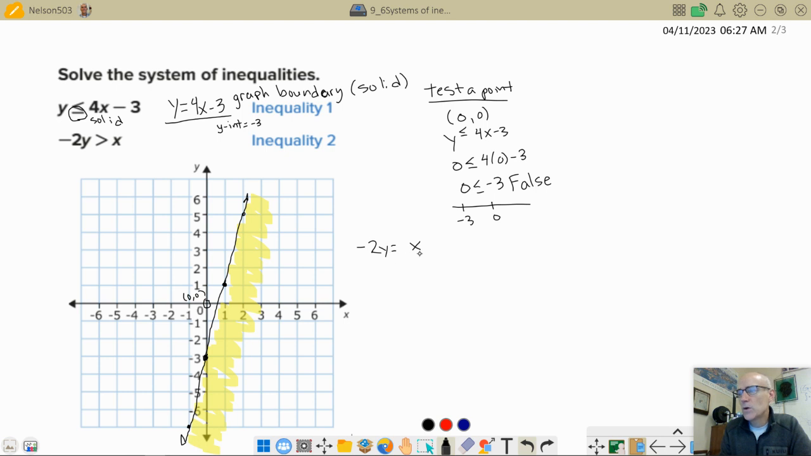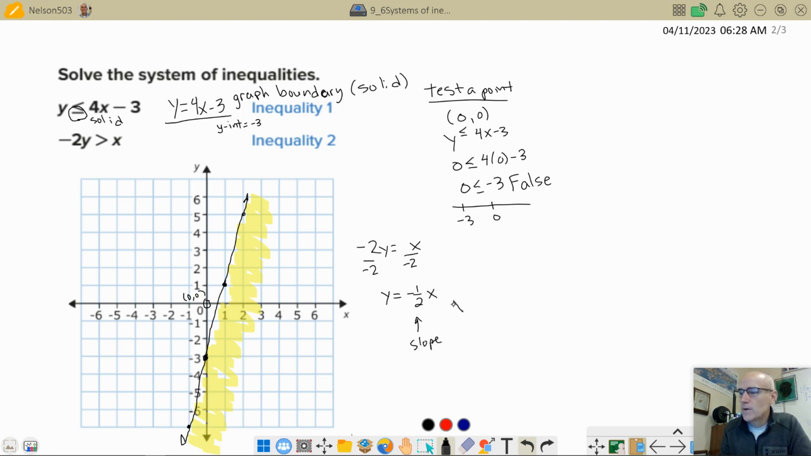And this one, what could I do to this? It's not in slope-intercept form, but it's almost there. I could divide both sides by -2, and I get y equals -1/2 x. There's lots of ways to graph lines, but I think that's good enough. Now I can see there's my slope. I want that to be my slope.